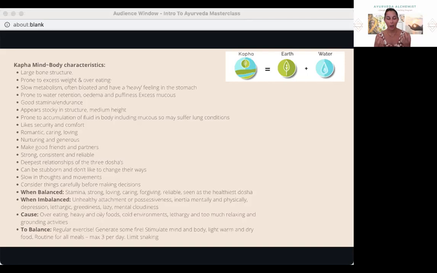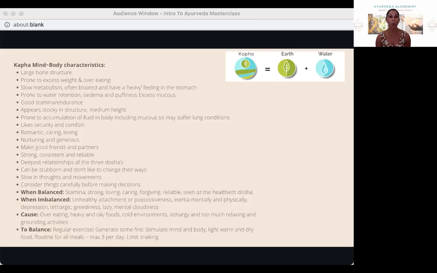They like security and comfort. So that real feeling, secure, that earth, that stability. They're very romantic, caring, and loving. They're generous. You always want a Kapha friend. Kapha are just beautiful people. They make beautiful partners, but they also have to make sure that they have boundaries for themselves because often they can be walked over, their boundaries can be crossed and people are always crying on their shoulder but not helping them. And then this leads to resentment with Kapha people.